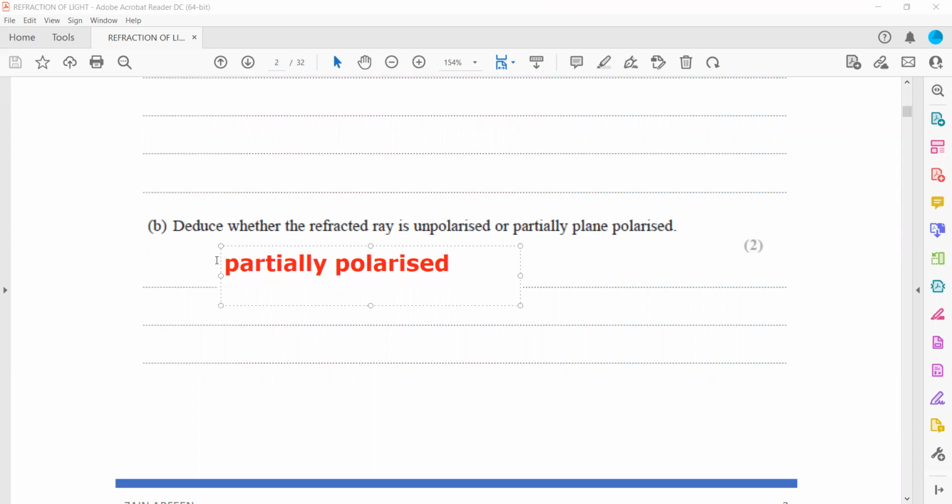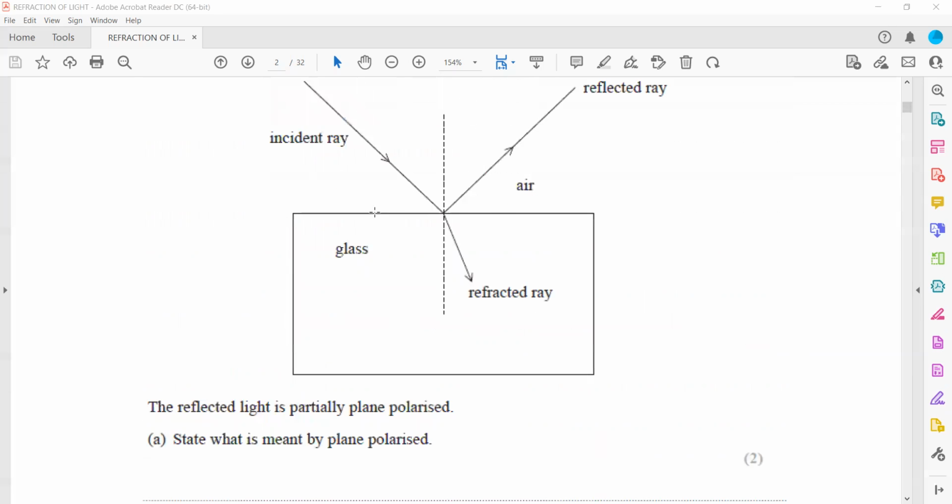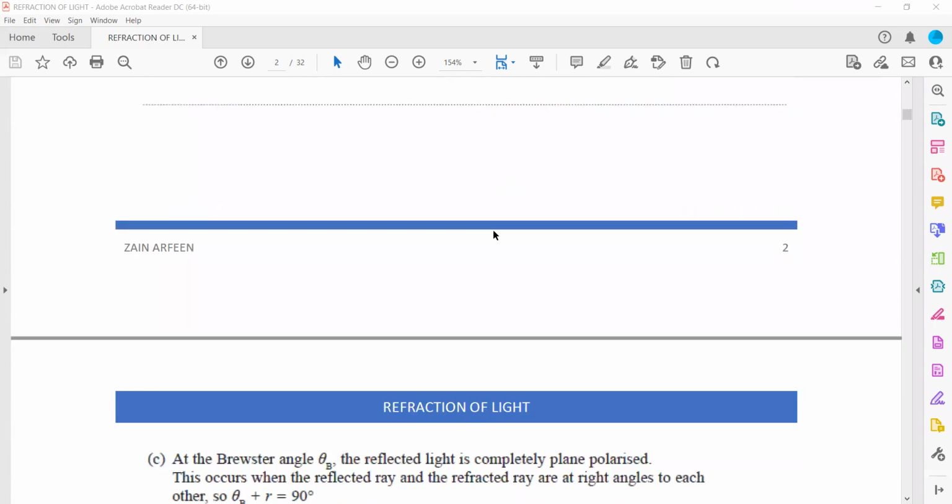And what is the reason for that? Why is it partially polarized? Because not many planes are available for vibration. That's why it is partially polarized. There are limited planes available for a vibration to occur.